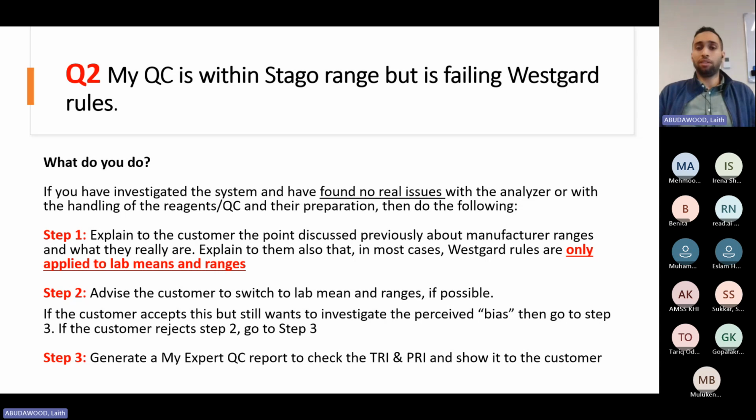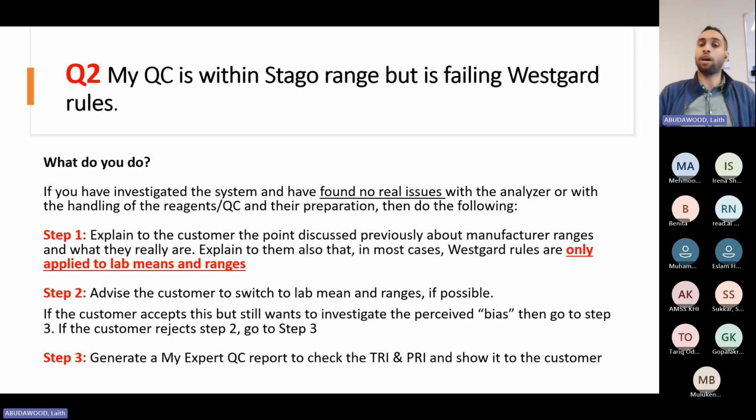Now, if I discover that, yes, I use Westgard rules properly, I'm using lab means and lab limits, and yes, there's a problem, in that case I need to see, is there really a genuine problem? Do I really have an issue with my analyzer? Do I really have an issue with my reagents? Or no? So in this case, again, we go back to my expert QC. TRI and PRI give you the best idea about what's going on really with your QC.